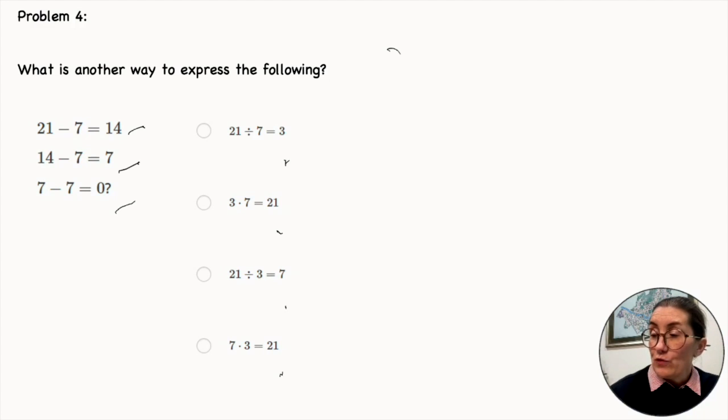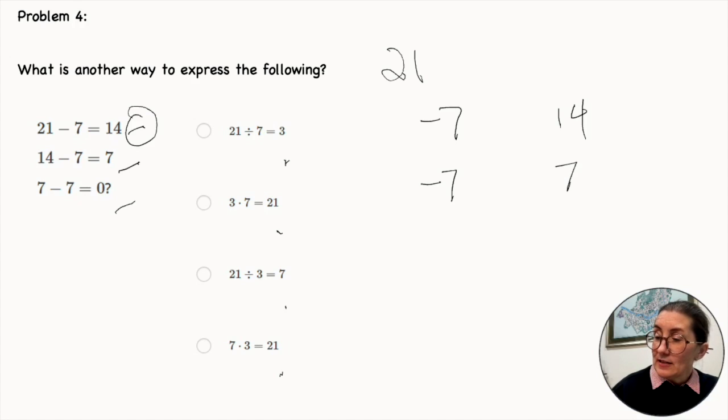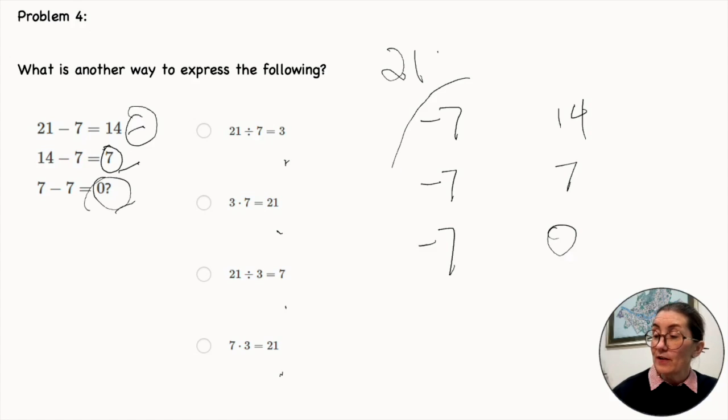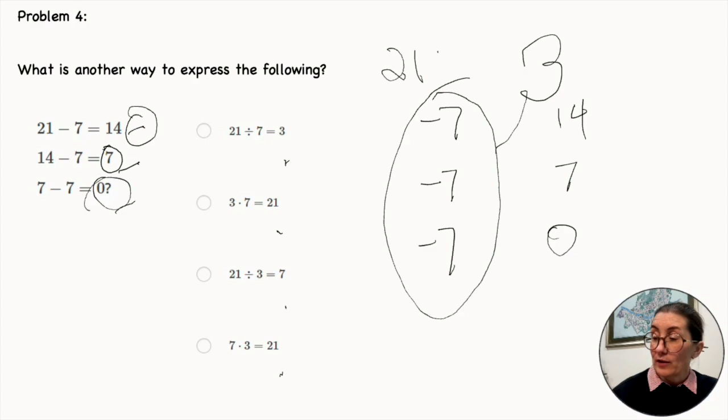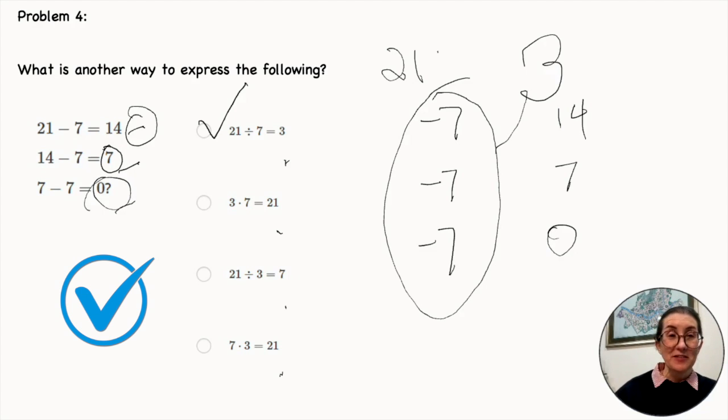Let's take a look. If we start with 21 and we take away 7, we get 14, like here. If we take away another 7, we get 7, like here. And we take away another 7, and we get 0, like here. So 21 divided by 7 is equal to 3. So the correct answer is 21 divided by 7 equals 3.